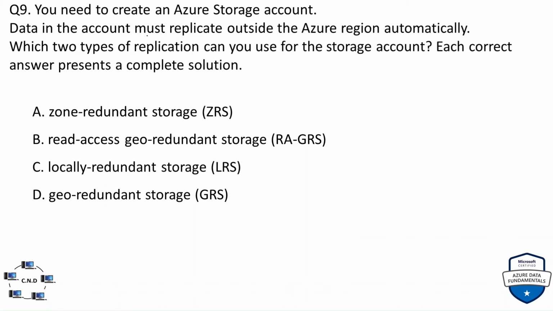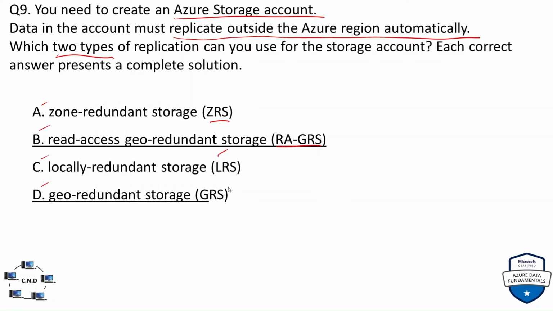Question number 9 is that you need to create an Azure storage account. Data in the account must replicate outside the Azure region automatically. Which two types of replication can you use for the storage account? Each correct answer presents a complete solution. And the options are option A, zone redundant storage, option B, read access geo redundant storage, option C, locally redundant storage, and option D, geo redundant storage. And the correct options are the read access geo redundant storage and geo redundant storage.